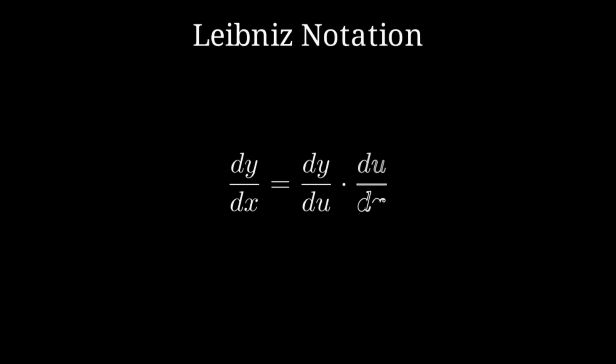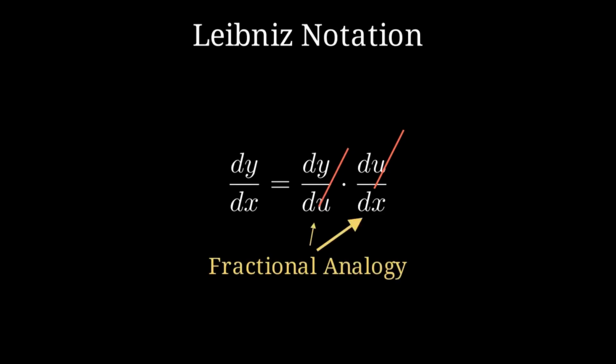Leibniz notation makes this easy to remember. It looks like the d terms cancel out, leaving you with dy over dx, though remember these represent limits of changes, not actual fractions. You have now successfully applied the chain rule to composite functions. Practice identifying the inner and outer layers to solve even more complex problems.